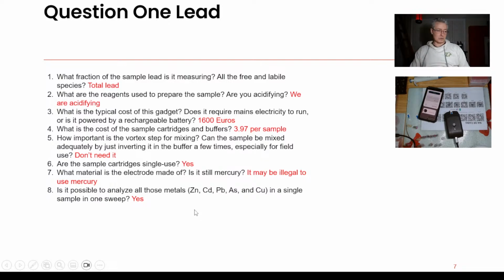It is possible to do other elements, so we're probably going to do copper next. We do have a client who now wants us to do copper, which would be quite nice because we should be able to do lead and copper in the same sample, essentially in parallel. So that will be kind of exciting. We haven't done it yet.